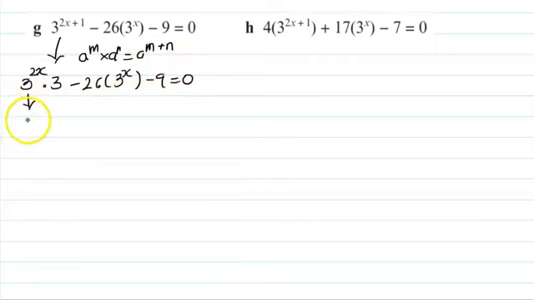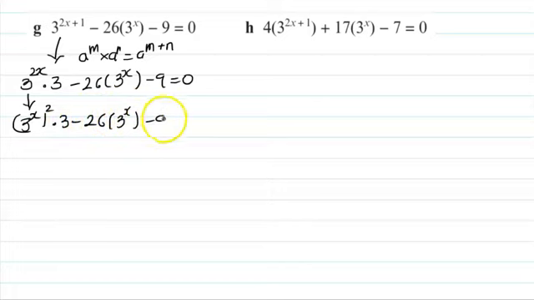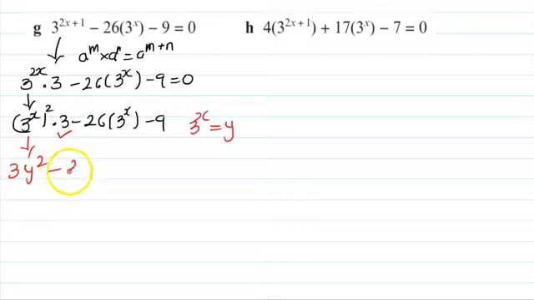Now, again, you can break it. I'm writing every step: 3 to the power x whole square, and this is 3, minus 26, 3 to the power x minus 9. Is that okay? Same thing, suppose 3 to the power x is y. So this will be y square, and this 3 is coming forward. So 3y square minus 26y minus 9 equal to 0.